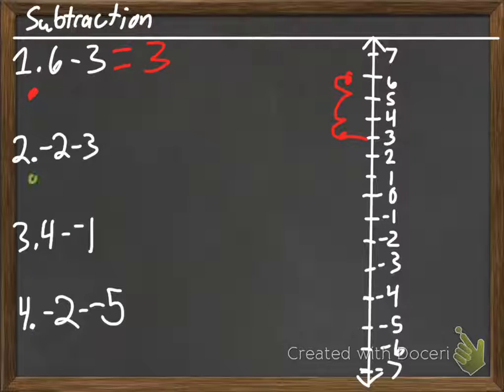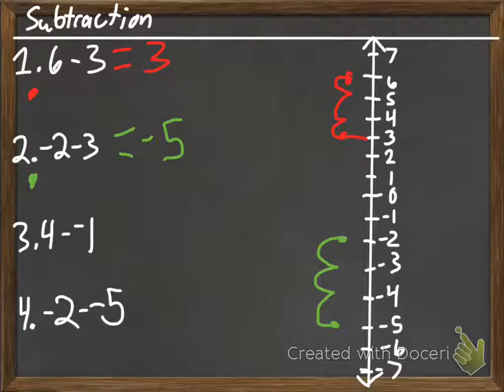Next we have negative 2 minus 3. So we have a negative subtracting a positive. So that means we're going to get smaller. So negative 2 minus 3, 1, 2, 3, and we get negative 5.